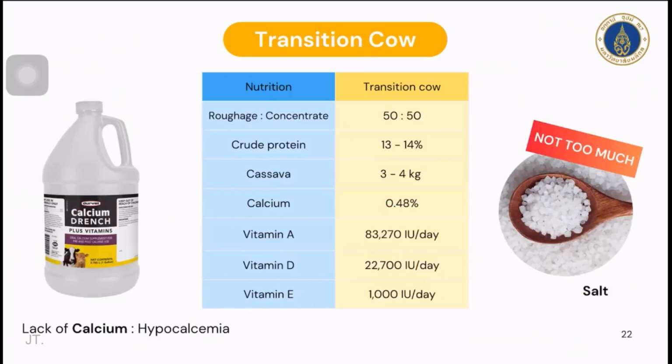For the nutrition feeding of the transition cow, as in the table, you can see the proper ratio of roughage per concentrate is 50/50, and crude protein 13 to 14%. And don't forget to add calcium and vitamins A, D, E too. If calcium is not properly managed, it results in hypocalcemia. And do not put too much salt in the nutrition feeding.